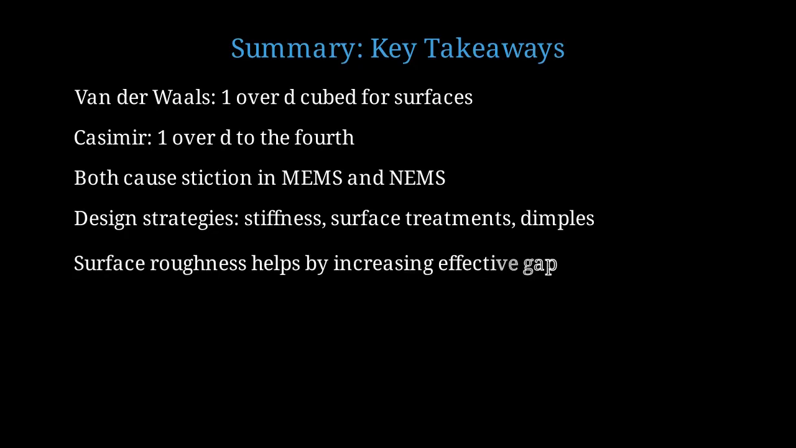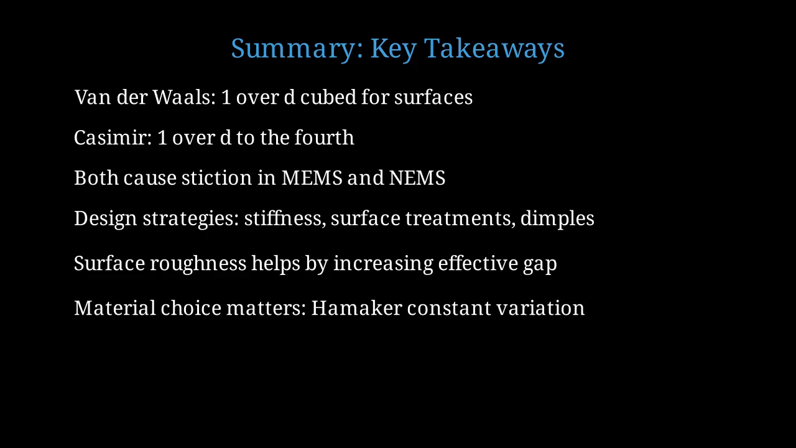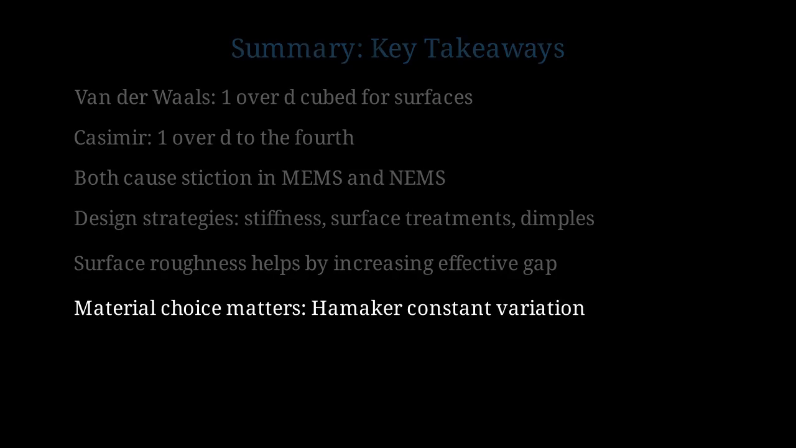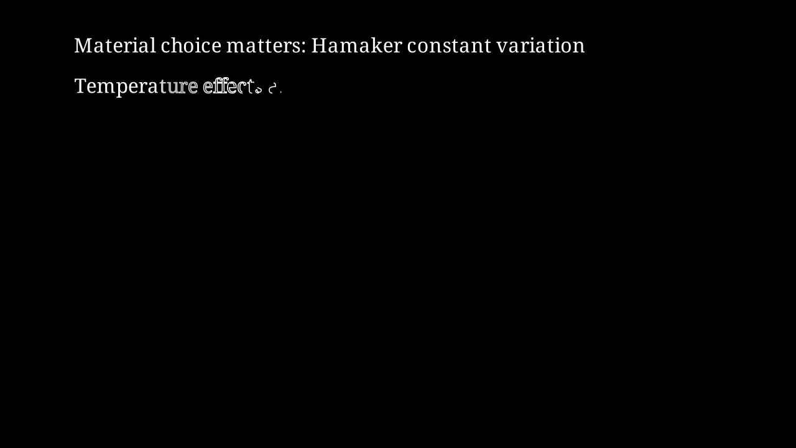Surface roughness, usually seen as a nuisance, actually helps reduce stiction by increasing the effective separation and reducing contact area. Material choice matters significantly. Hamaker constants vary by an order of magnitude between different materials, and coatings can modify surface energy. Temperature effects on the forces themselves are usually small for typical MEMS and NEMS gaps, though temperature affects other aspects like thermal expansion and material properties.